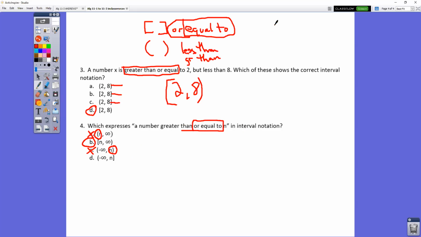That is what your quiz looks like tomorrow. It's a short quiz, but it is a very, very important one.